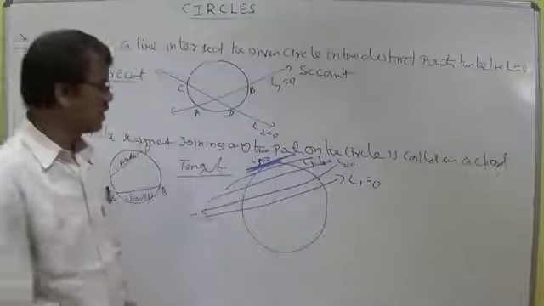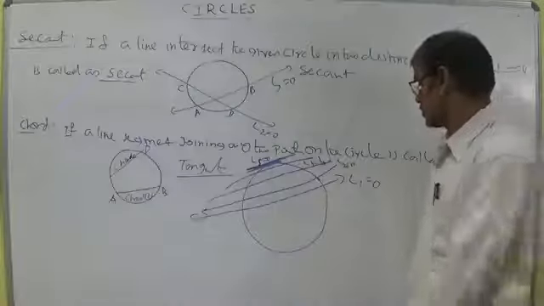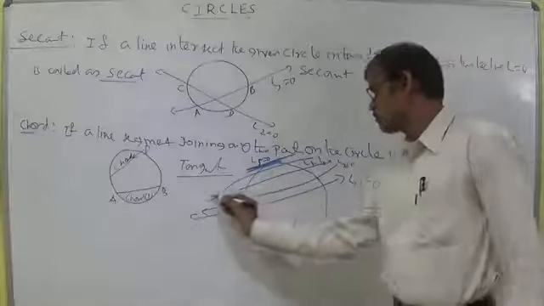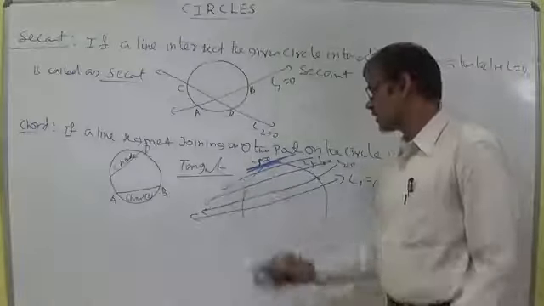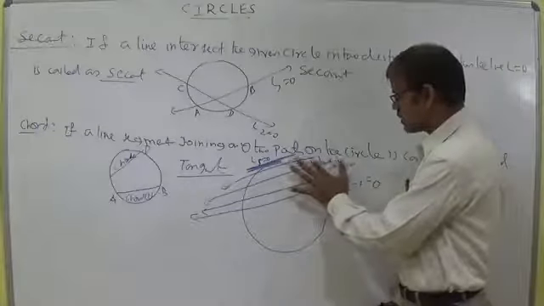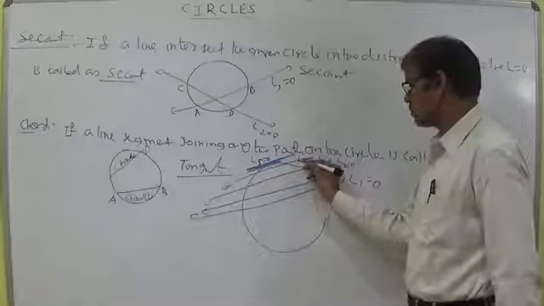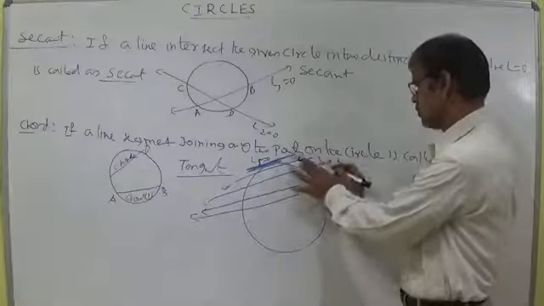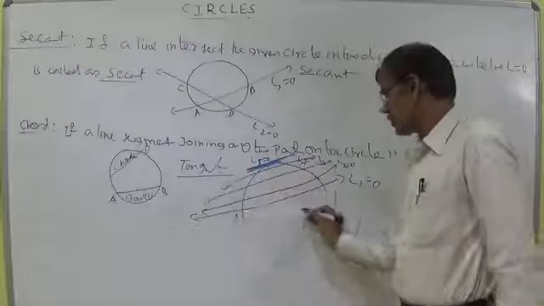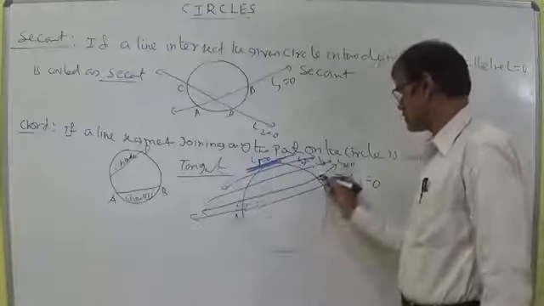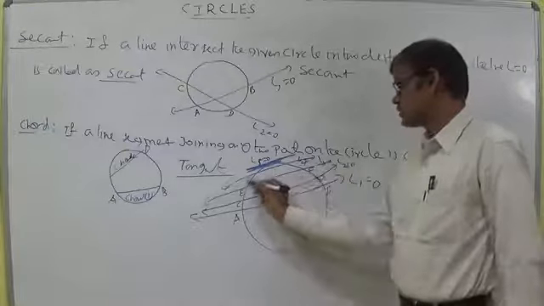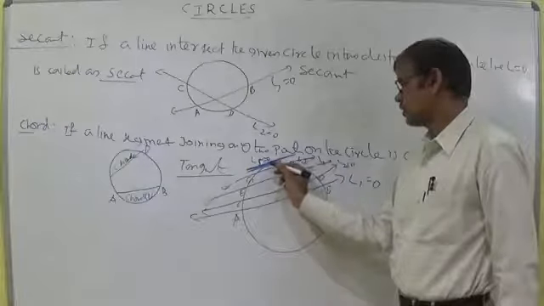Sir, what is the difference between secant and tangent, and what is the use of secant and tangent? Now, what we have done, what we want to learn. You should try to understand that I have drawn here five lines, L1, L2, L3, L4. If we think of L1 intersecting the circle at AB, L2 at CD and L3 at EF like that, and this is GH, and this is simply I.